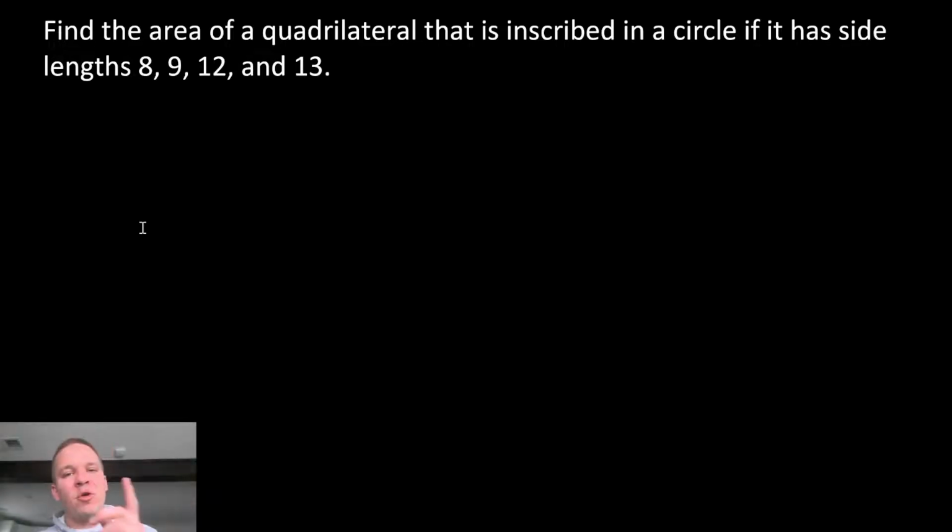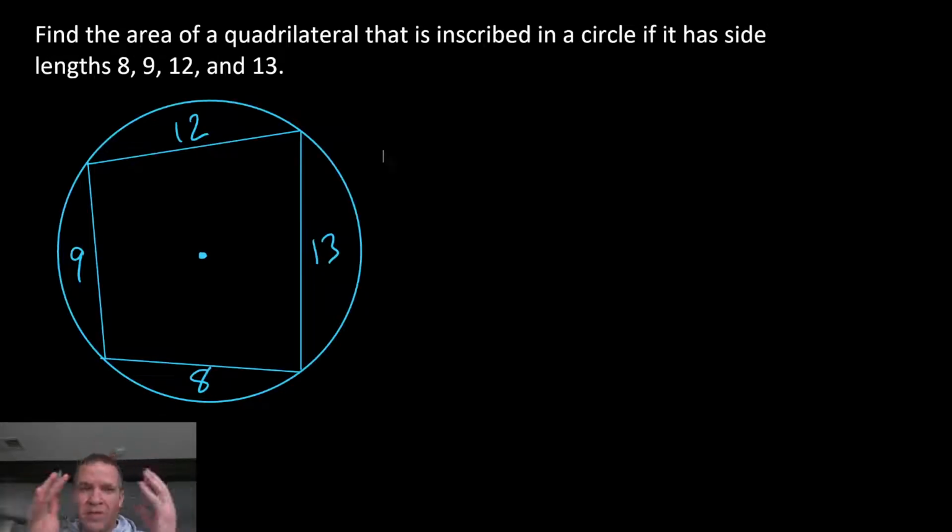We want to find the area of a quadrilateral that is inscribed in a circle if it has side lengths 8, 9, 12, and 13. So it's inscribed in a circle. Let's draw that up. We have a circle, and inside that we have the quadrilateral. It's inscribed, meaning all four vertices lie on the circle. We can also call this a cyclic quadrilateral. That means it is inscribed in a circle, or can be inscribed in a circle.